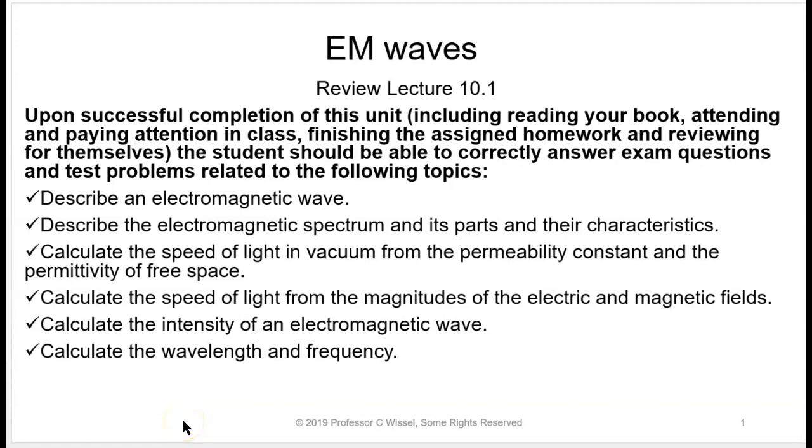Upon completion of this, you should be able to describe an electromagnetic wave, describe the electromagnetic spectrum and its parts and their characteristics, calculate the speed of light in vacuum from the permeability constant and the permittivity of free space, calculate the speed of light from the magnitudes of the electric and magnetic fields, calculate the intensity of an electromagnetic wave, and calculate the wavelength and frequency.